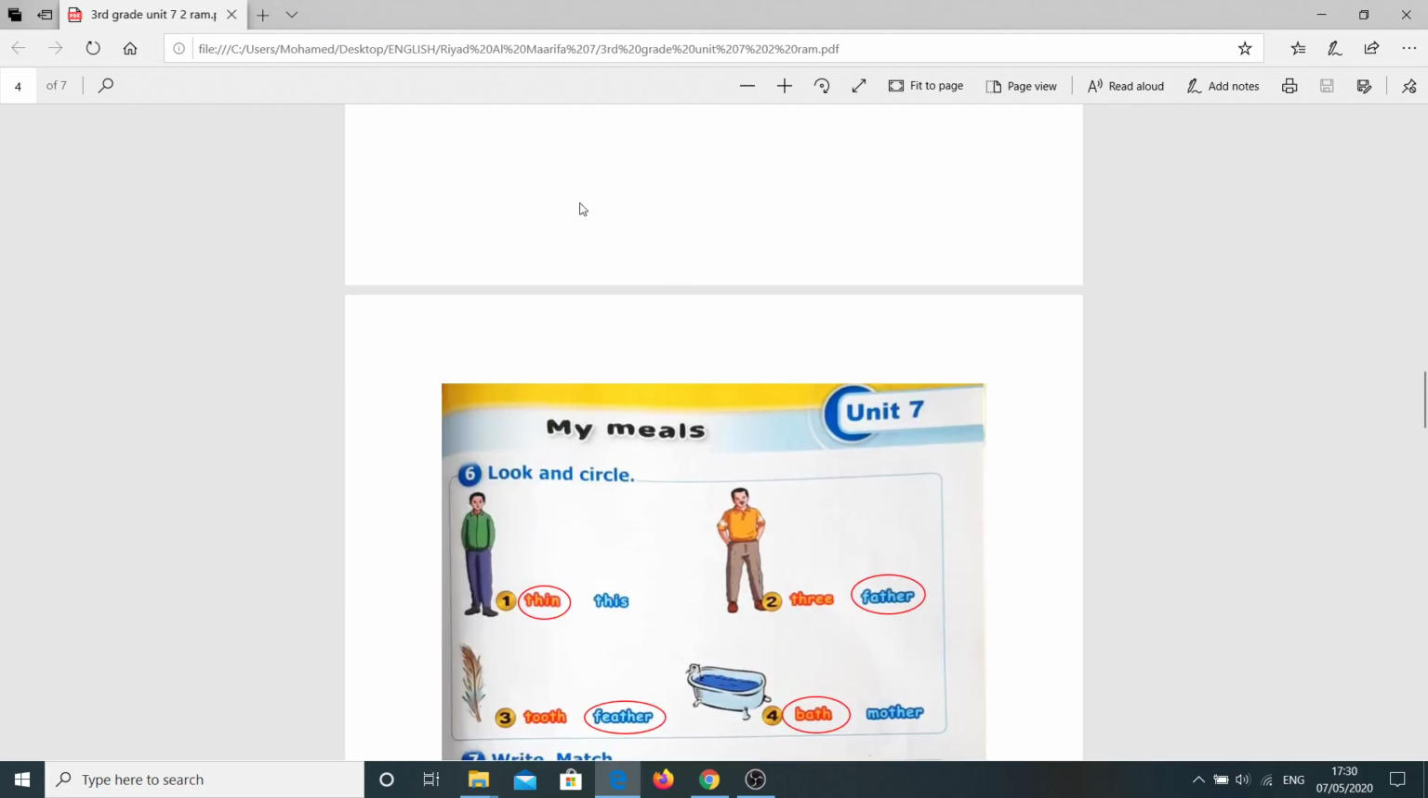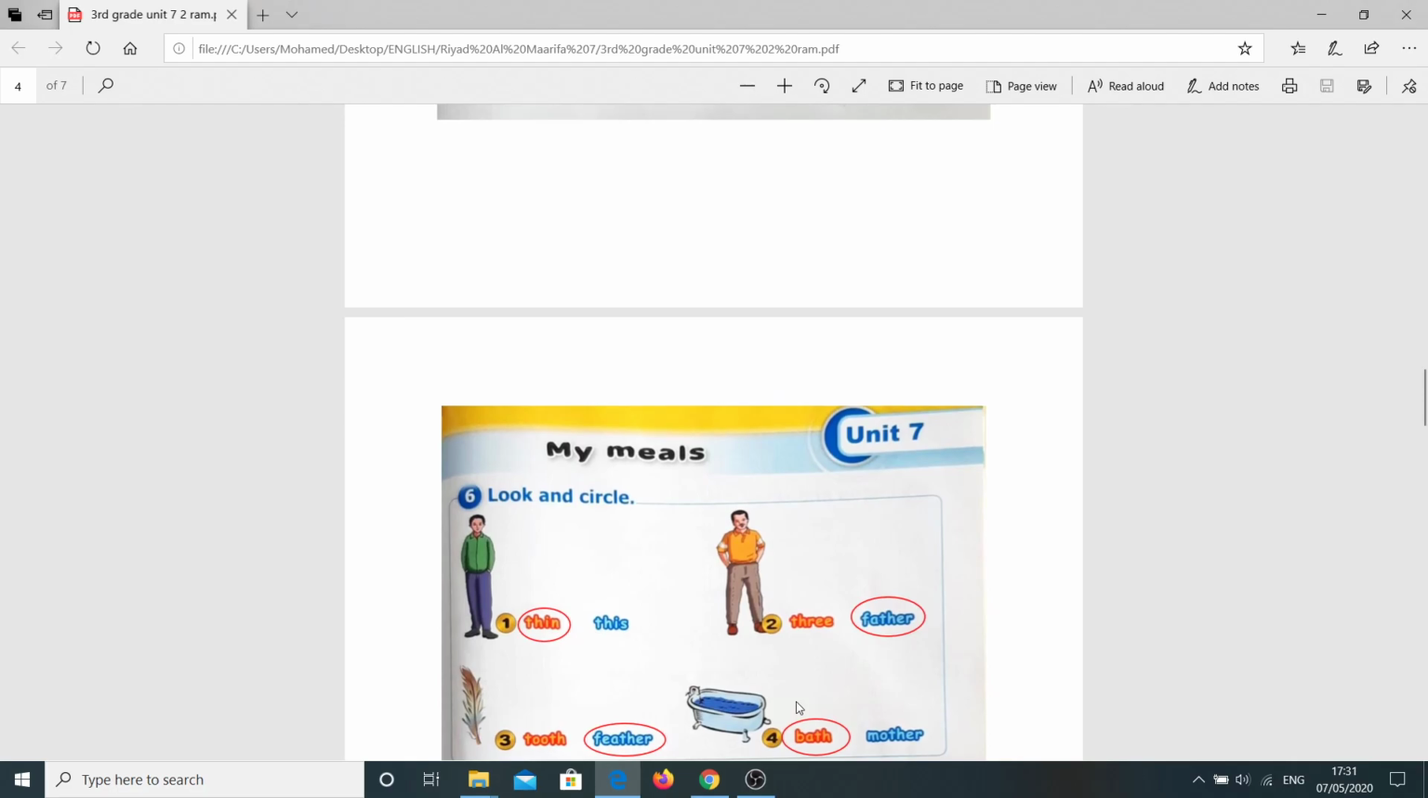Very good. Now, number 1, thin. You see? Thin. Number 2, it's father. You need to circle father. Good job. Number 3, look at the feeder. It's not tooth. Feeder, then circle feeder. Number 4, it's a bath. It's not mother. Then circle bath.